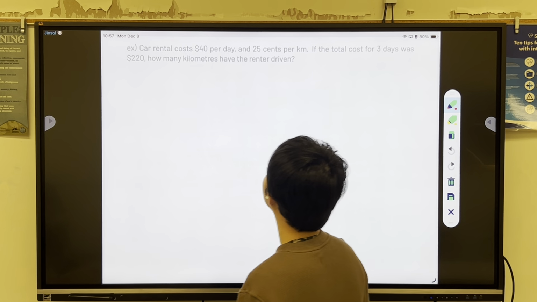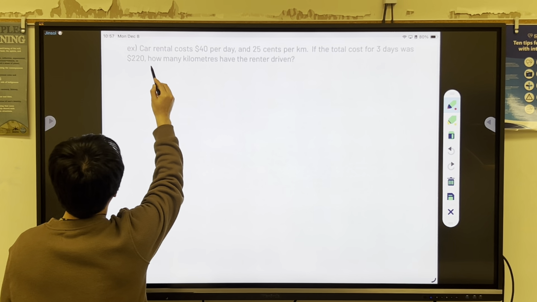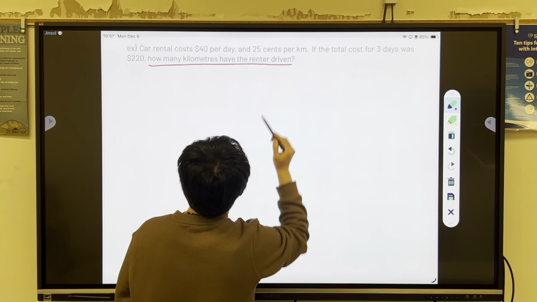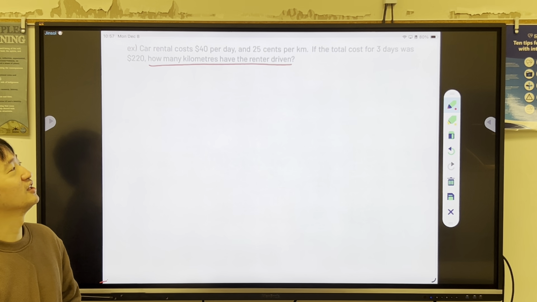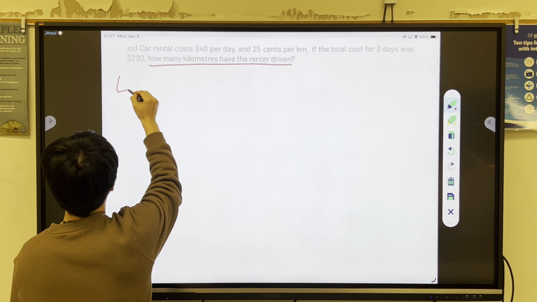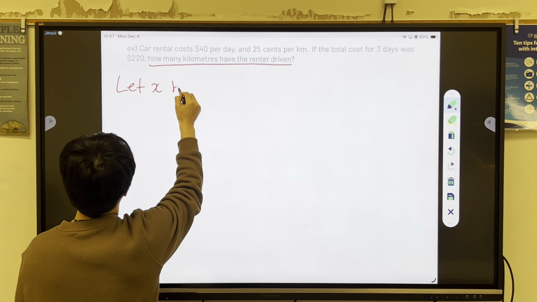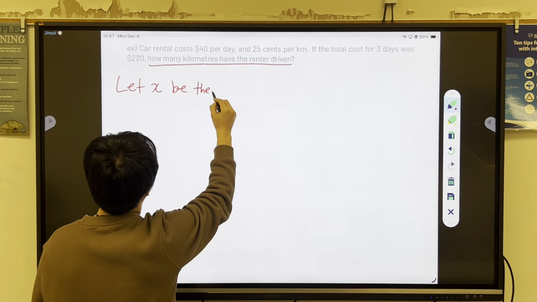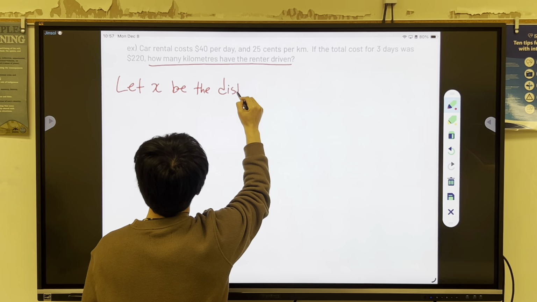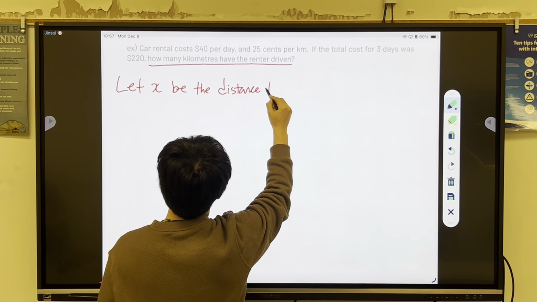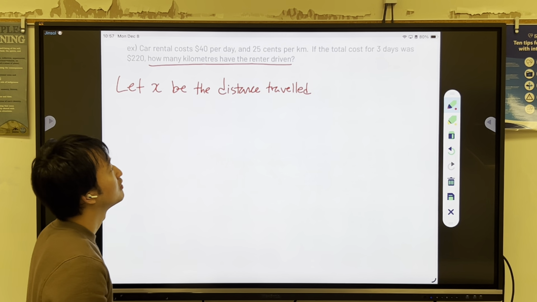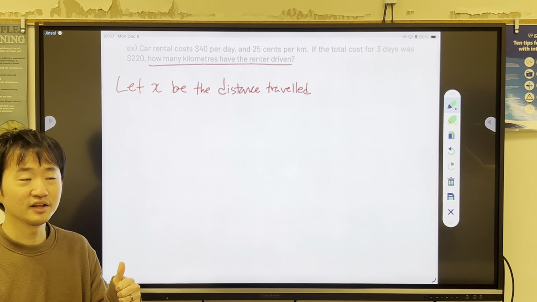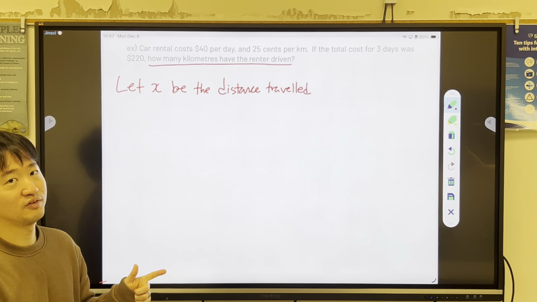First thing, I look at the last sentence, which tells me my unknown value. The unknown value is how many kilometers. So let's declare it: let x be the distance traveled. So I identified the unknown value, and I declared the variable.